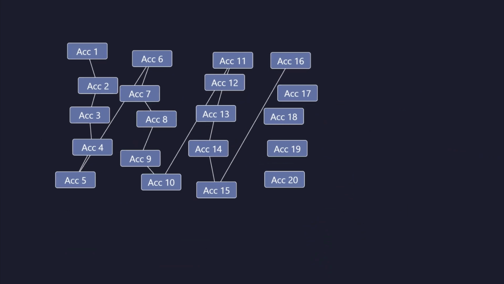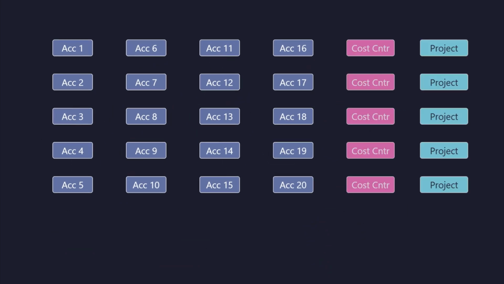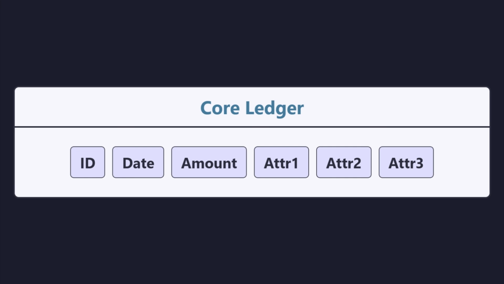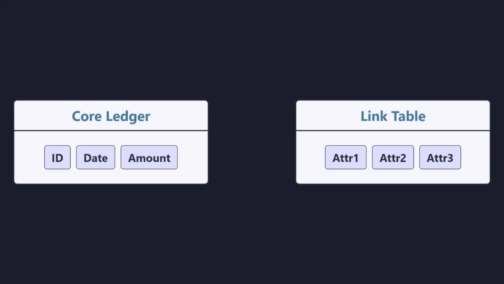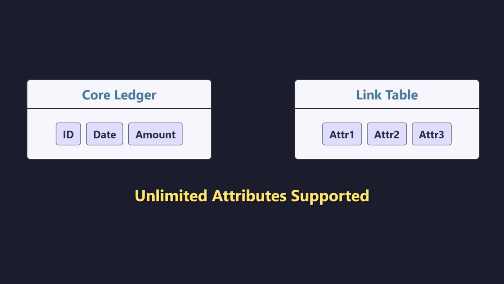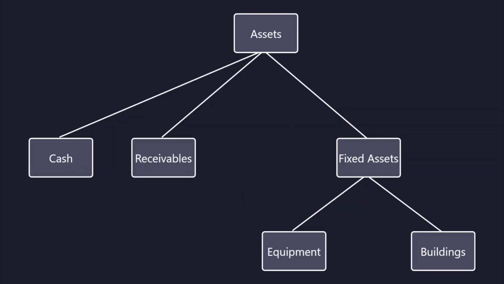Enable granular analysis by adding dimension columns for cost centers and projects, allowing you to slice and dice your financial data without needing to create thousands of specific accounts in your hierarchy. For enterprise-scale systems, move dimensions into a dedicated many-to-many link table to support an unlimited number of attributes for every transaction without bloating the core ledger entry schema.